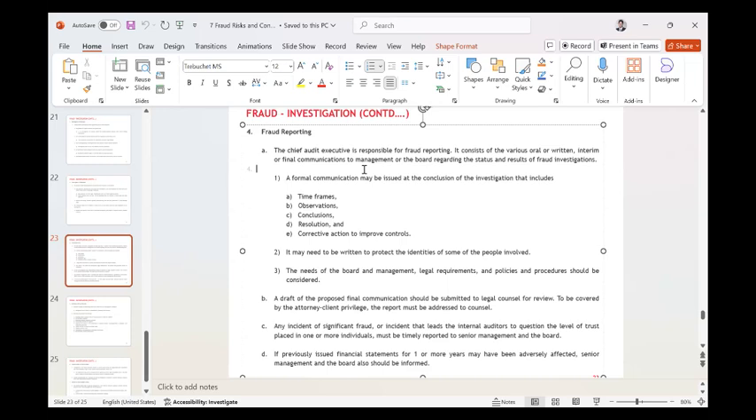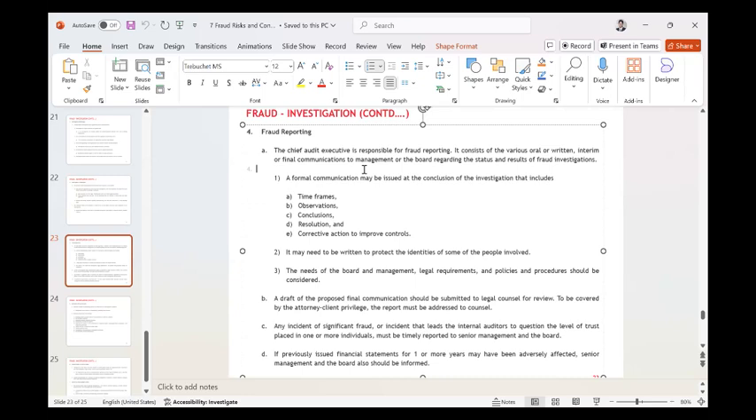The board will also have certain objectives of why they want the forensic audit done. The management will also want to find out certain things. So all those inputs must be obtained so that when you issue the report, all of their needs are met, as long as, of course, it falls within the normal scope of a forensic audit. A draft of the proposed final communication should be submitted to legal counsel for review. A draft to the lawyer first, and once their feedback is also obtained, you can issue the final report.